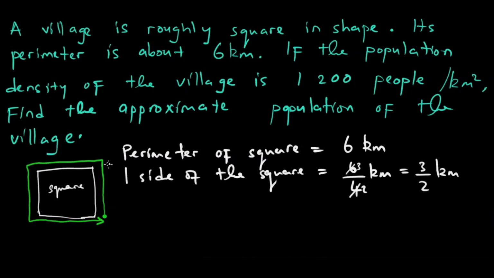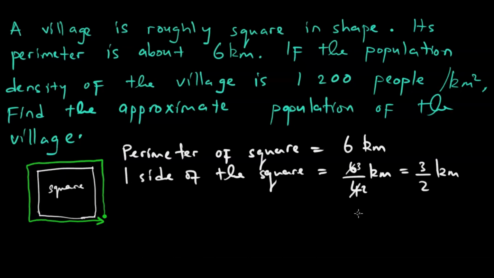So because of that, if we want to find the length of a particular side, we just say 6, which is the total perimeter of the square, divided by 4, which is the number of sides. In so doing, we get 3 over 2 kilometers. I hope that is understood. If not, please utilize the comments.